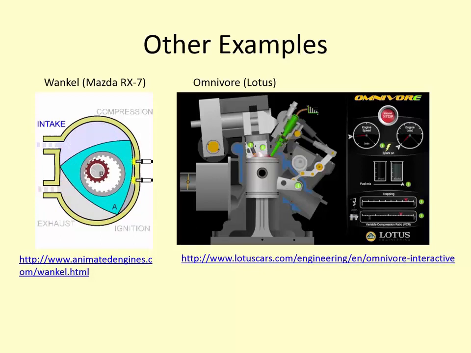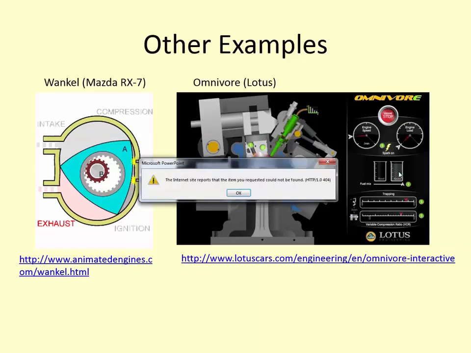And then the Omnivore, which is a Lotus engine. I am also not sure if they're currently still using it, but it was a prototype concept engine where you could on the fly adjust fuel ratios. So we can look at this interactive demo. Hopefully it will come up. Yeah, I think they've taken it down.